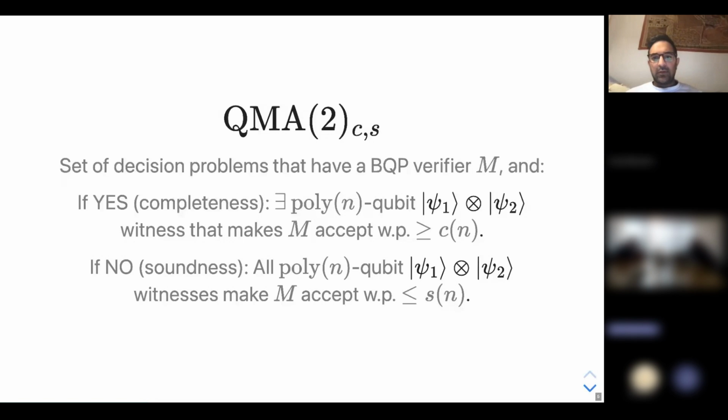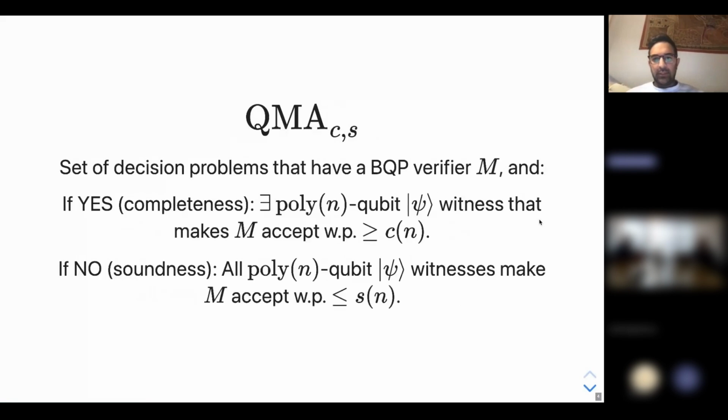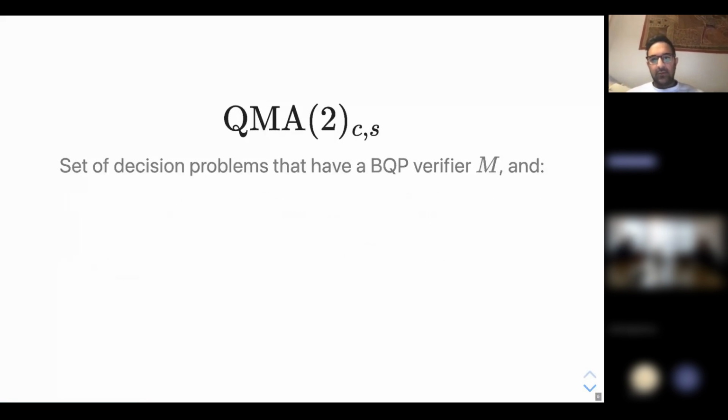Okay. Why can't you count psi1 tensor psi1 or psi1 tensor psi2 as just a single witness? Because you're just adding, both are poly in N, and I'm not too sure I get. Yeah, good question. First of all, if I write it like this, it's not clear what the difference is between QMA and QMA2.